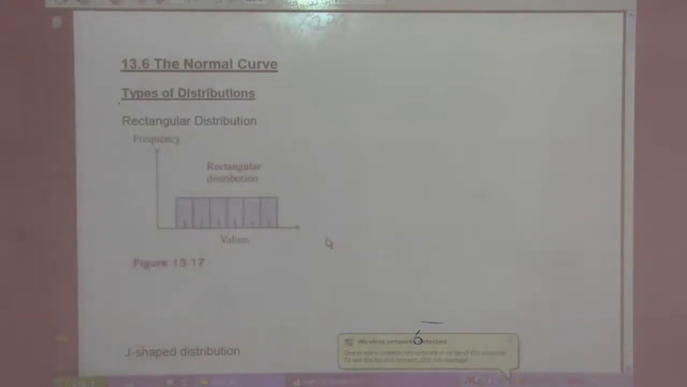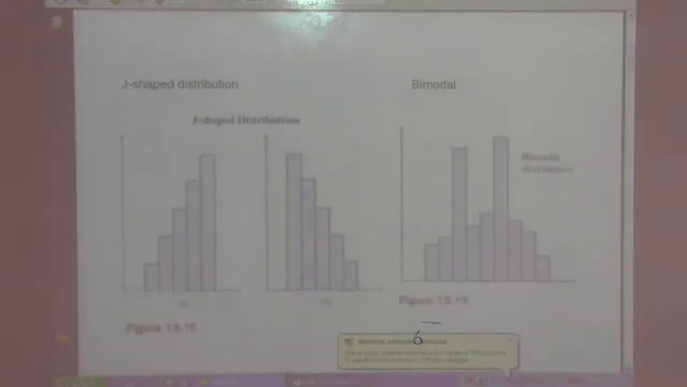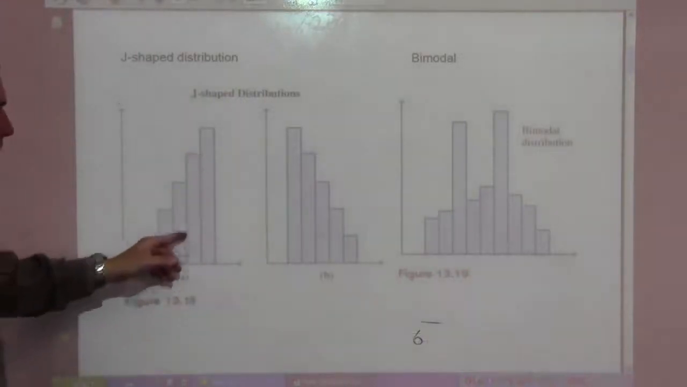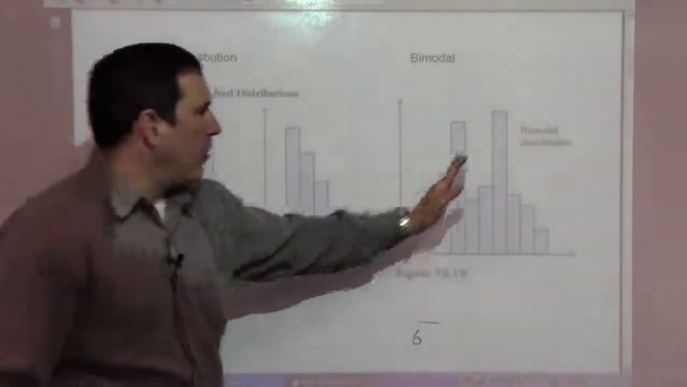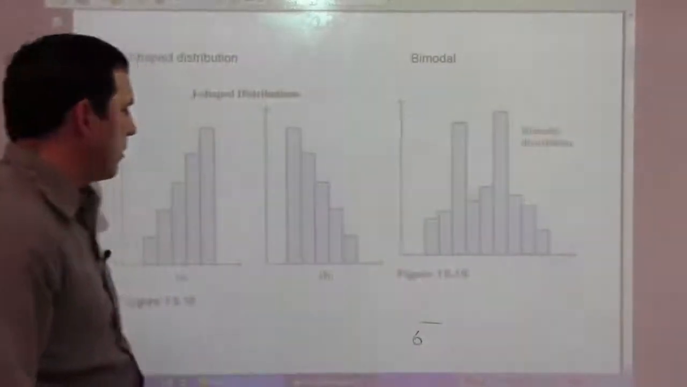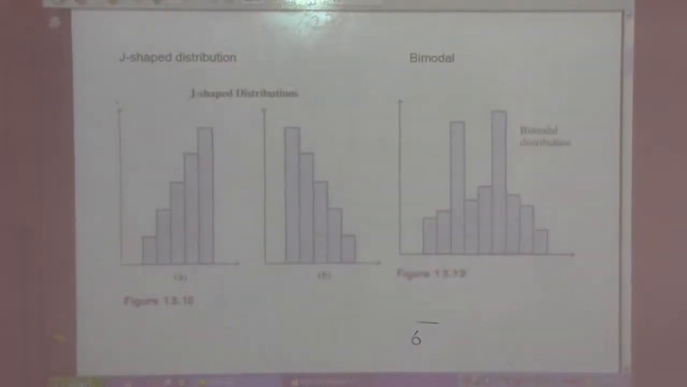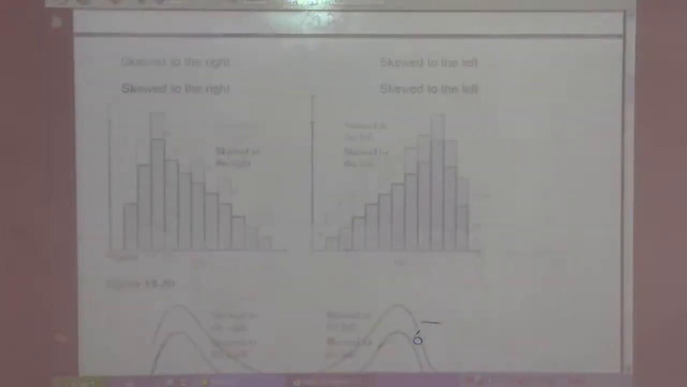These are all pictures from the book. The next is the J-shaped distribution. This is a J-shaped. This is bimodal, means you have two different peaks. We talked about that before, being bimodal.